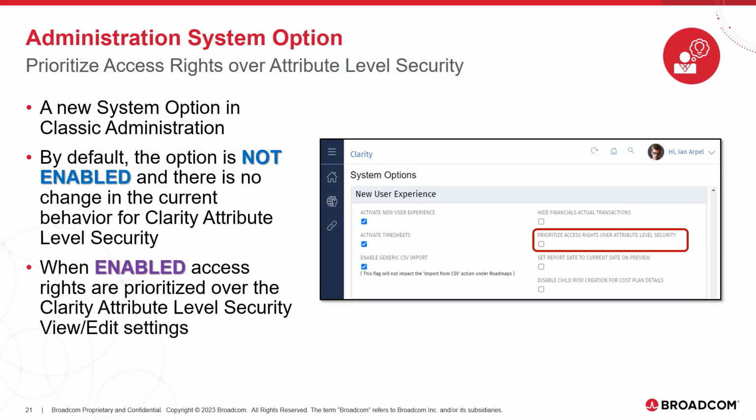A new option to prioritize access rights over attribute level security can now be found on the classic PPM Administration System Options page. If you scroll down the page, this option is located within the New User Experience section. By default, this option is not enabled. Therefore, the existing attribute level security behavior that users are accustomed to from the prior release remains in effect.